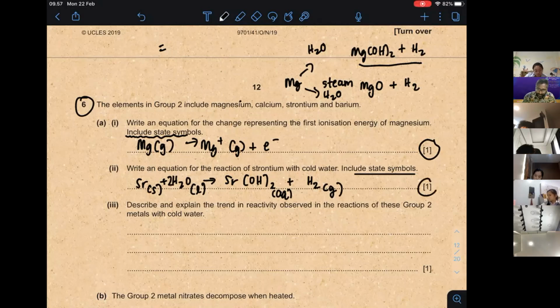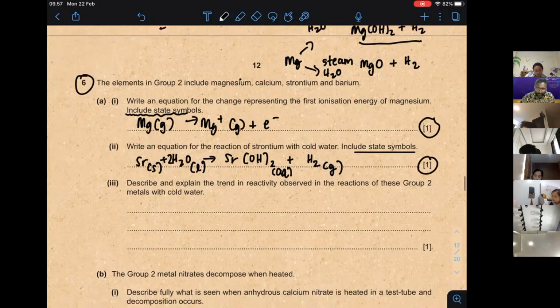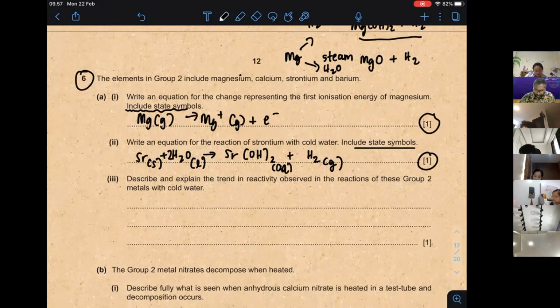Not balanced also, you will not get them up. Okay, please take note. Describe and explain the trend in reactivity observed in reactions of these group 2 metals with cold water. Now, this is what I mentioned just now.